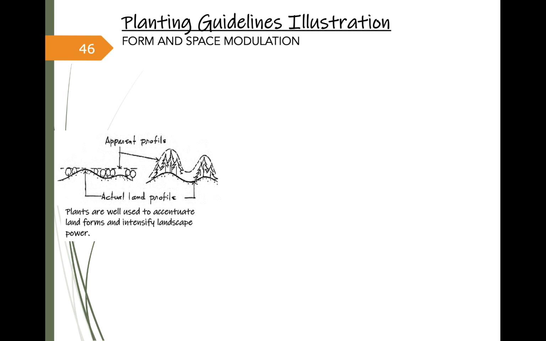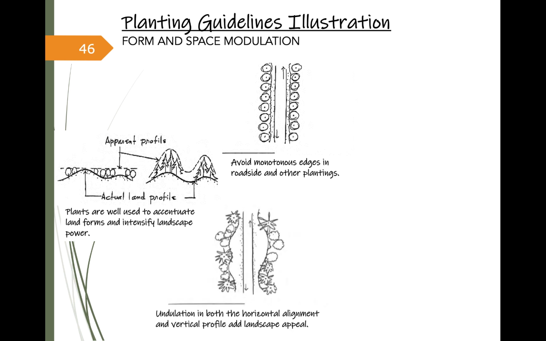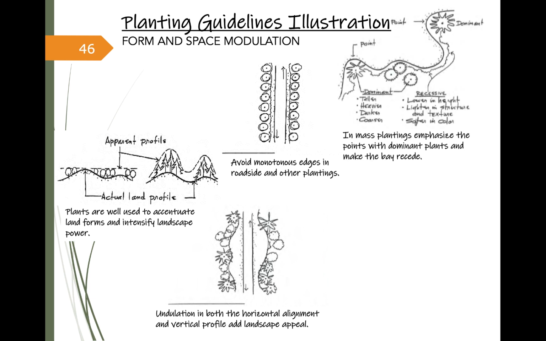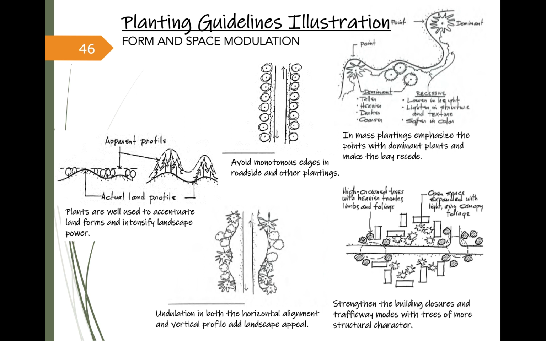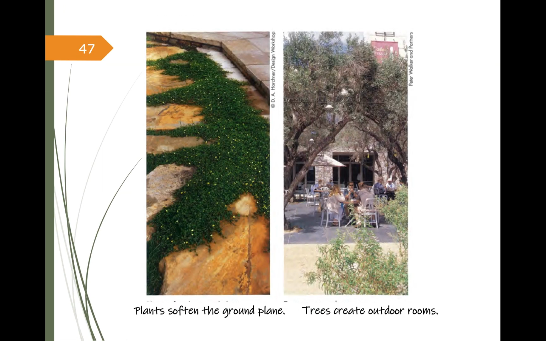and intensify landscape power. Avoid monotonous edges in roadside and other plantings. Undulation in both the horizontal alignment and vertical profile adds landscape appeal. Strengthen the building closure and traffic way modes with trees of more structural character. Plants can soften the ground plane, and trees can create outdoor rooms.